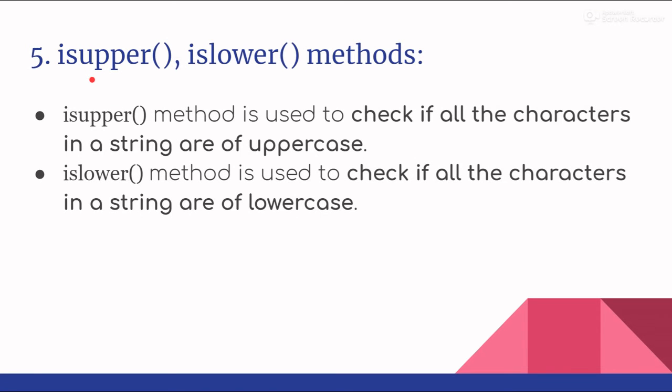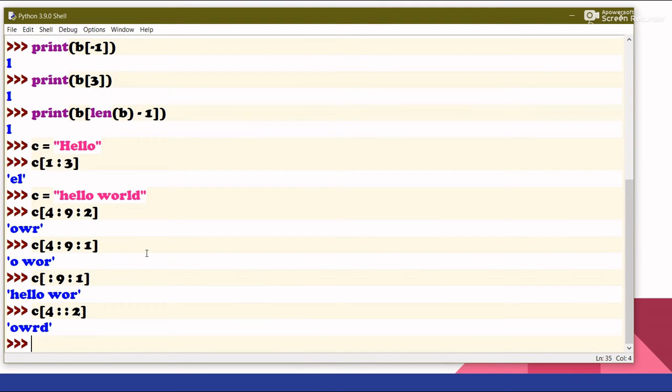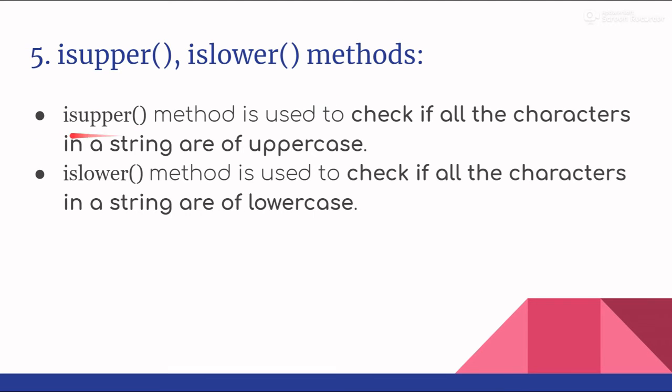Now the fifth operation is isupper and islower methods. Now first of all, what is a method? A method is a special type of function which is attached to a data type. You will understand about methods deeply in some later sessions. For now, just understand this is a function. So first of all, we want to understand about the isupper method. Isupper method is used to check if all the characters in a string are uppercase.